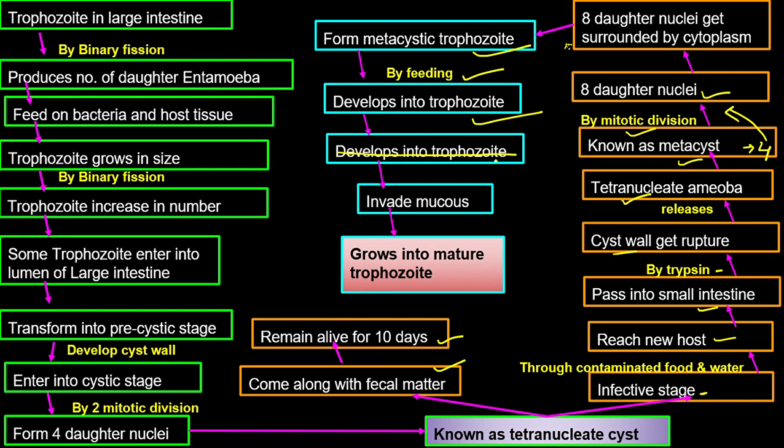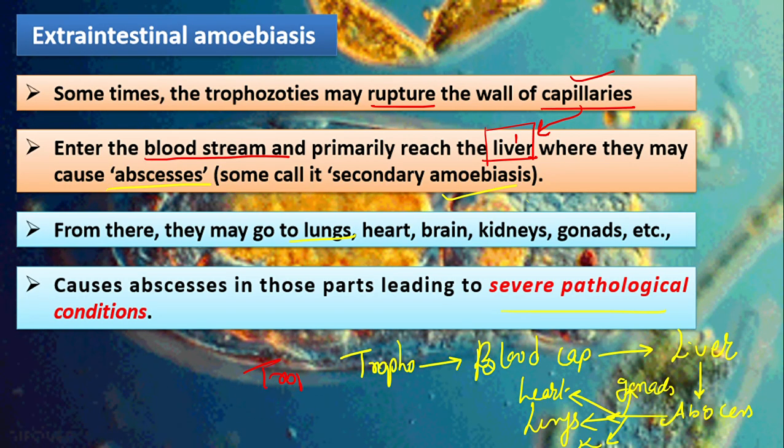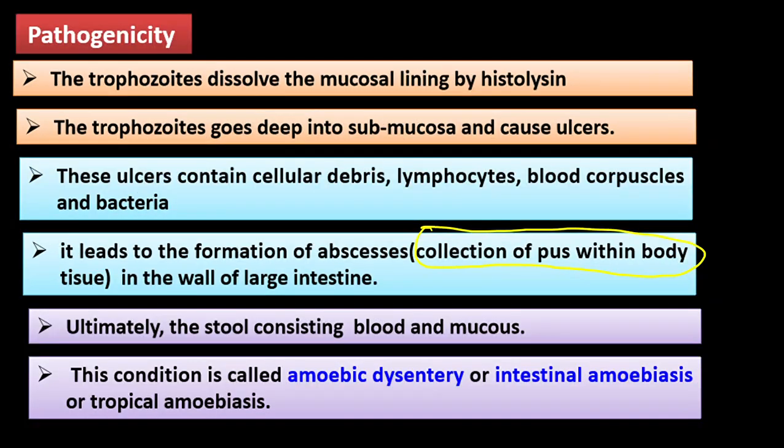Again I have repeated this. Now, after the trophozoite, same process, it enters into the mucus, that means mucosa and submucosa, and grows into a mature trophozoite. Again, the same cycle follows over here. Okay, so this was all about the life cycle of Entamoeba histolytica. Super important with respect to your board. Now, let's jump to the pathogenicity.